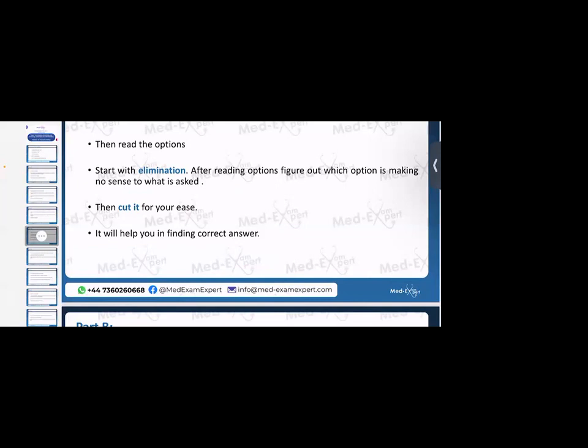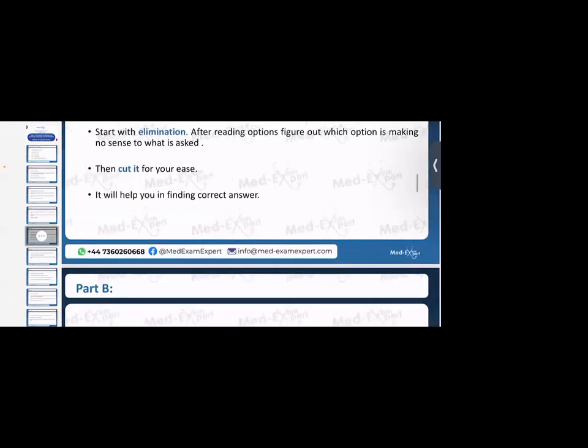But if you try this method, then if you are canceling the 2 options and there is only one option left, then it would be easy for you to reach the right answer. I have told you, then cut it for your ease. It will help you in finding the correct answer. If you are confused between 2 options, then leave that question there. Okay? Jump to the next question for saving time.